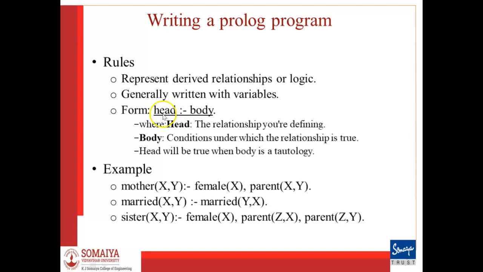Rules take the form of head and body, where the head is the relationship that we are trying to define, whereas the body would contain one or more conditions under which the relationship is true. So here you can see the head will be true only if the body is a tautology. Here's an example of when X could be mother of Y. When X is a female and she is also a parent of Y, in that case she would be a mother. So over here two facts are combined together with logical and, and whenever this is a tautology, only then mother X comma Y would be true.